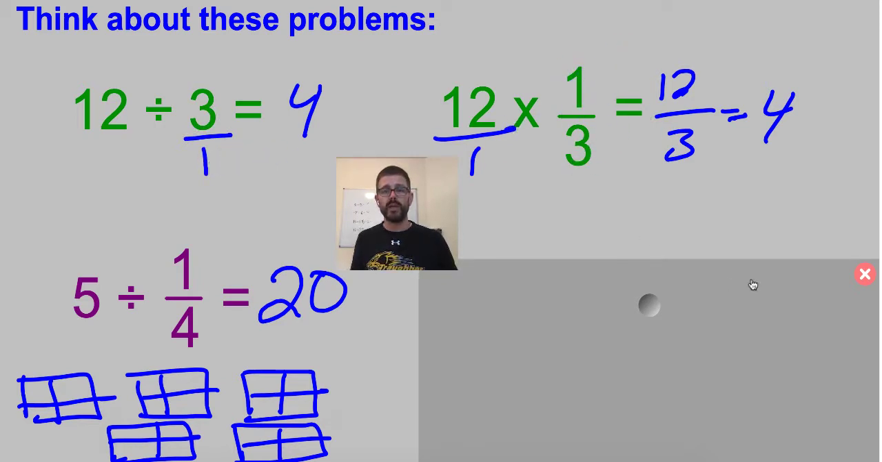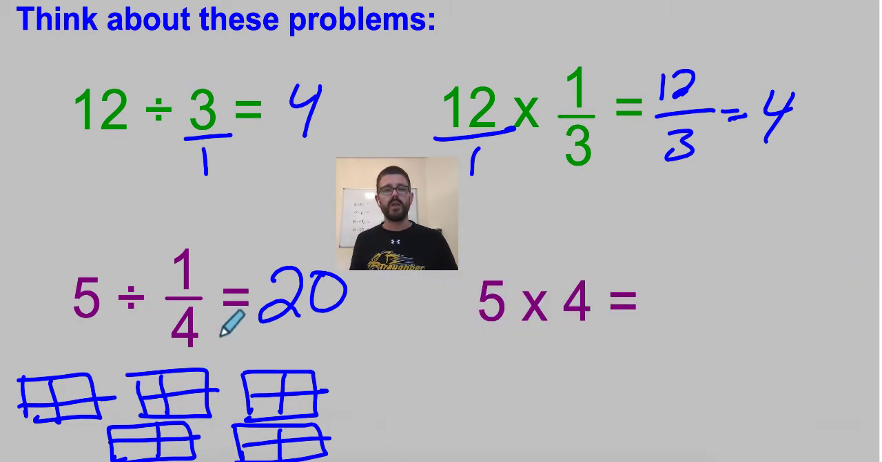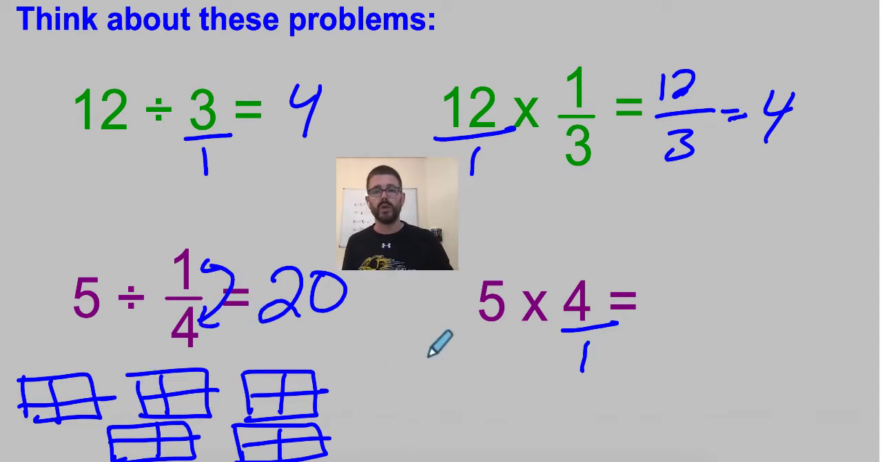We flipped that second fraction. Same thing here. Here we divided by 1/4, so we broke them up into 1/4 pieces. Here we multiplied times 4 over 1. So we're flipping that second fraction. We call it the reciprocal. And instead we're multiplying, and notice we get the exact same answer.